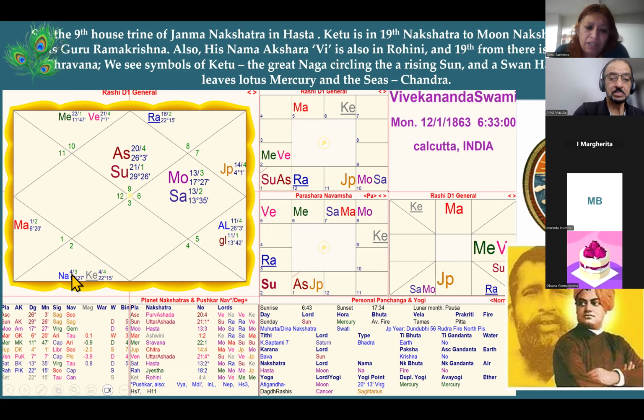Now, Swami Vivekananda's name also lies in the sign of Taurus. Can you guys see here? Yes? The Nama Akshara is in the fourth, in Rohini, the third pada. And Ketu is also in Rohini. So the nakshatra ruler for Ketu, which falls in Rohini nakshatra, which is the fourth.